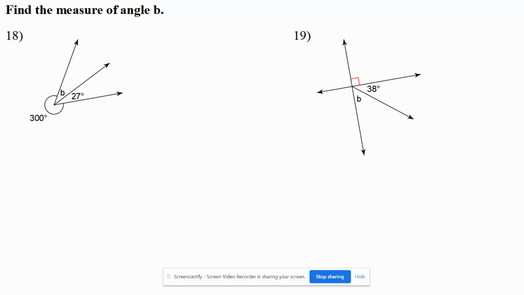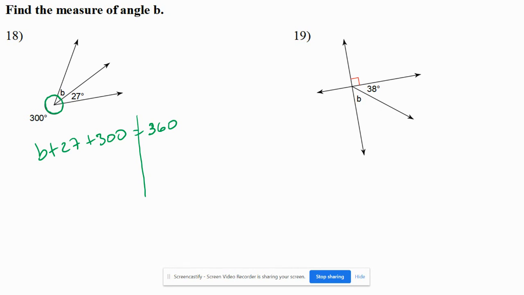Looking at number 18, I don't know what b plus 27 is. I combine those two, b plus 27, but I'm also going to combine it with the 300 that I have on the outside. So when I say combine, I'm basically adding b plus 27 plus 300. I notice that combined, they make a circle. Circle is equal to 360. So I'm going to say this is equal to 360.